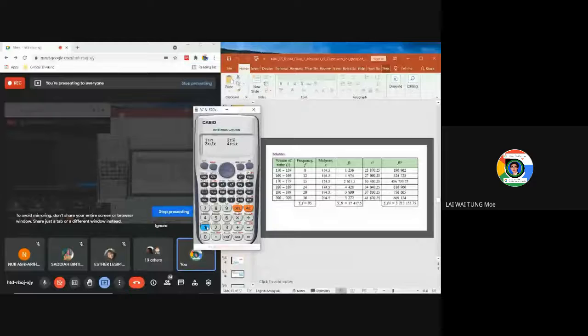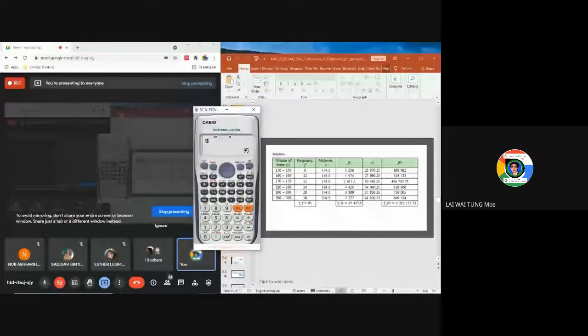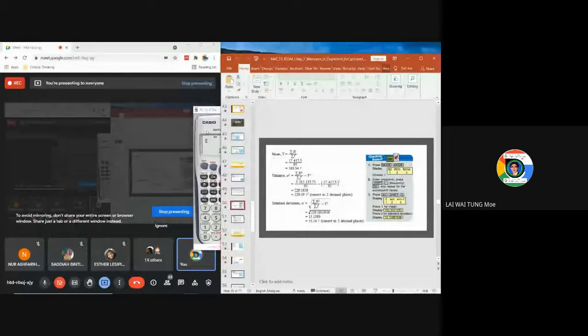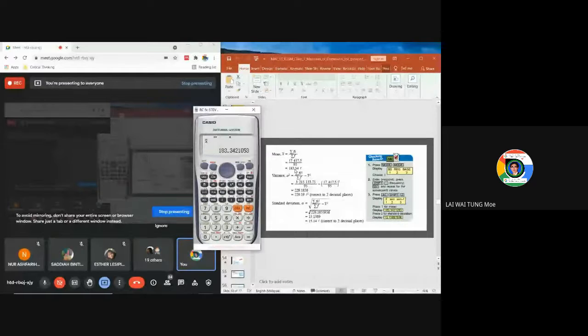All right, then go again, shift 1. I go to number 4. Number 2 is X bar. X bar means your mean. Press 2, and don't forget to press equal. Then I'll get my mean, which is 183.34. Let me check the answer. Is it correct? Mean? Yes, this is 183.34. So my mean is correct.